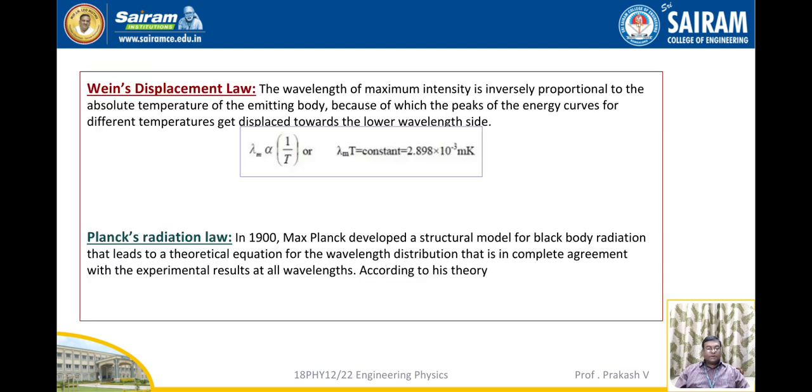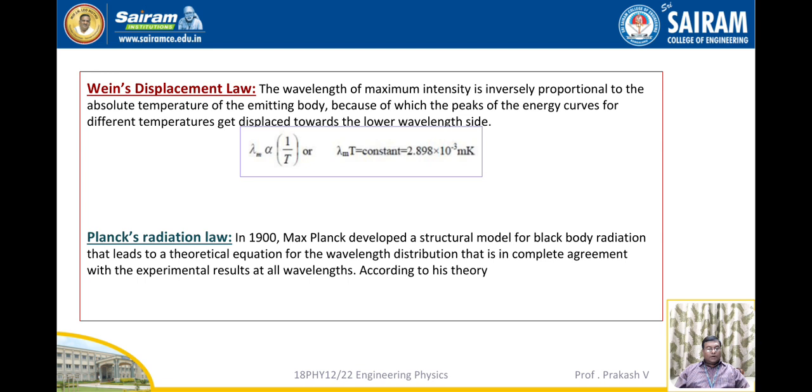Next, I am going to give you the details about Wien's displacement law. The wavelength of maximum intensity emitted from a black body is inversely proportional to the absolute temperature of the emitting body, because of which the peaks of the energy curves for different temperatures get displaced towards the lower wavelength side. That means lambda max is proportional to 1 by T, or lambda max into T is equal to a constant, which is equal to 2.898 into 10 to the power of minus 3 meter Kelvin.